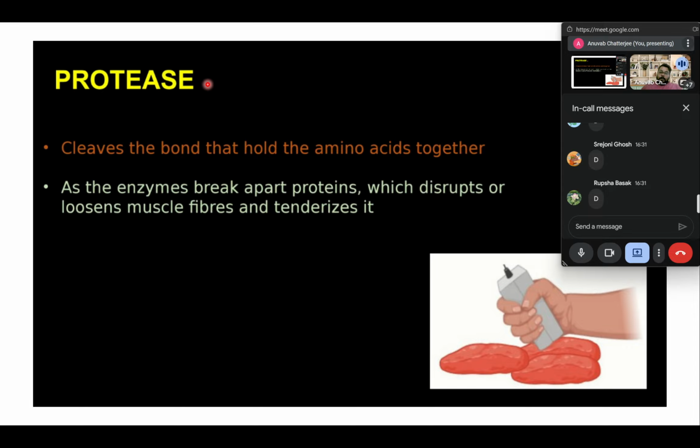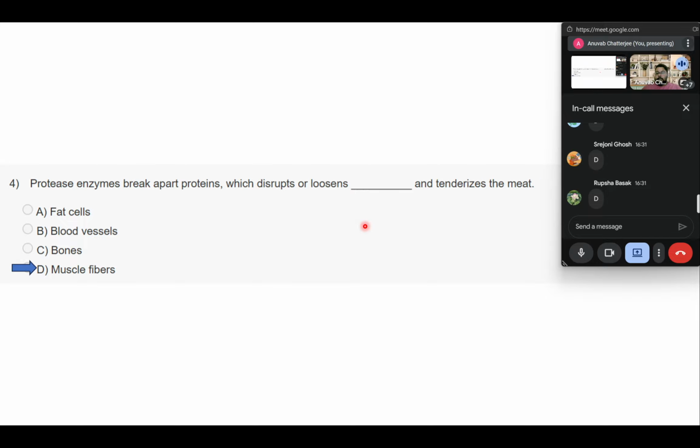So you probably would have heard about the process known as meat tenderization, in which you want to make the meat softer before cooking it, and the meat is held strongly together by muscle fibers. You can use a protease enzyme to cleave the bond that holds the amino acids together. As a result, the enzyme breaks apart proteins, which disrupts and loosens the muscle fibers and tenderizes it, and you have a softer meat to cook. So protease enzymes break apart proteins, which disrupts or loosens muscle fibers and tenderizes the meat.